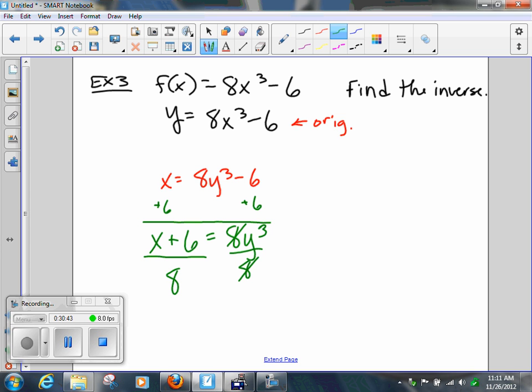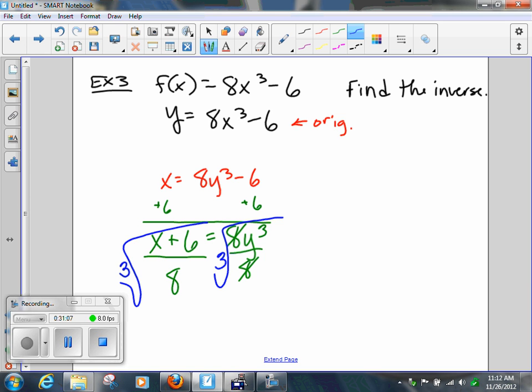Now I'm going to leave it like this because now I've got something equal to y cubed. How do I solve for y? I've got to take the cube root. Okay. Cube root of one side, what we do to one side, we have to do to the other.